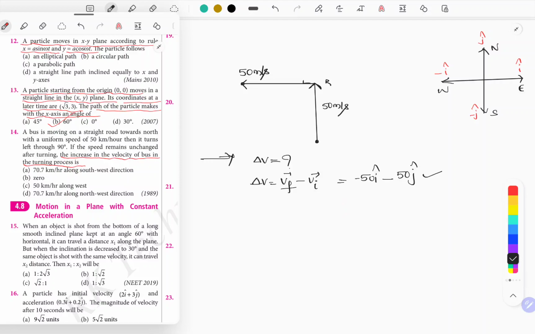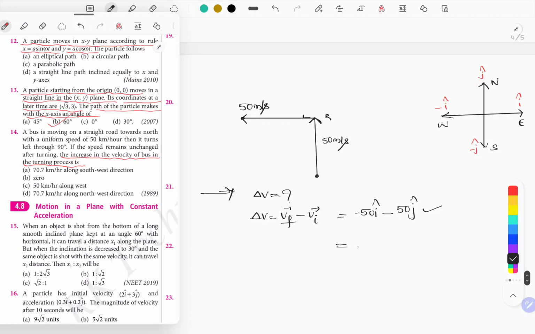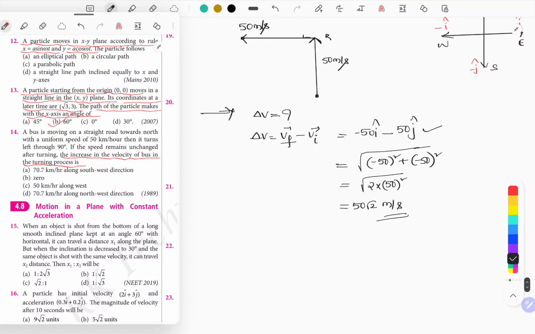Okay, now let me represent it in the form of a diagram. First of all, let me find the magnitude, which is the root of minus 50 square plus minus 50 square, which is equal to root of 2 times 50 square. So 50 will come outside, so the final answer is going to be 50 root 2 meter per second, the increase in velocity, nothing but change in velocity.